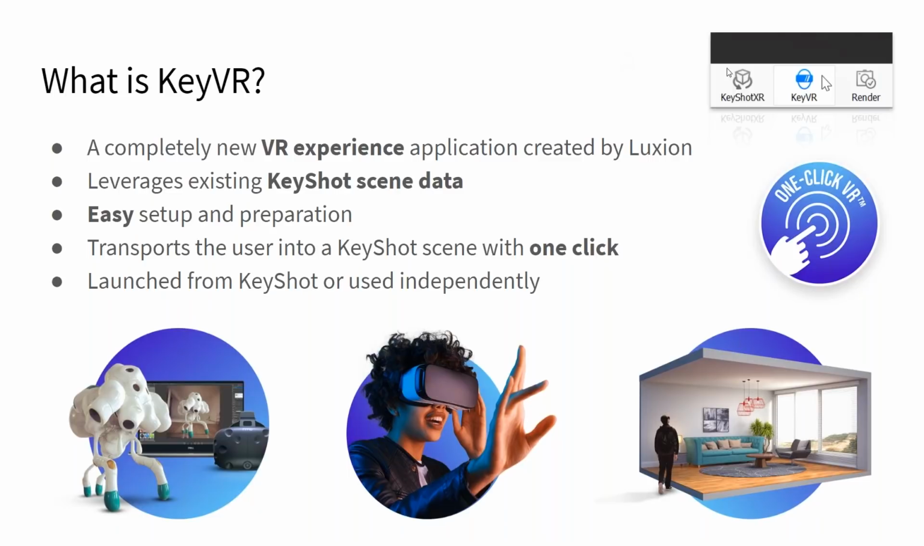KeyVR allows the KeyShot user to be transported into his or her own KeyShot scene with just one click. This is another major factor for us. We want it to be as simple as possible, and the one-click solution just transports you from KeyShot to KeyVR. You can launch KeyVR from KeyShot, or you can use it as a separate application. That was also an important driver during development. Here's an overview of where the KeyVR button is located. This will, of course, be shown clearly in the demonstration later on.